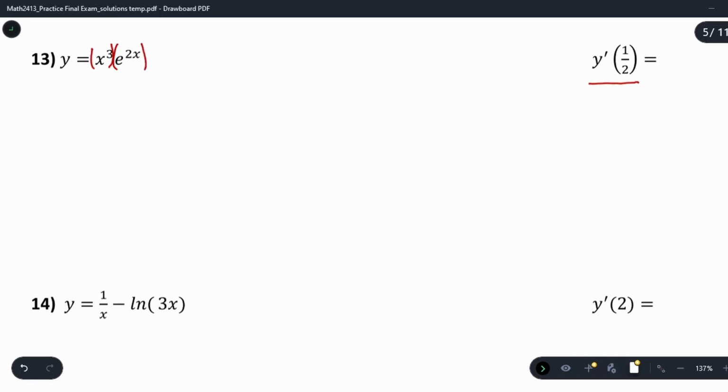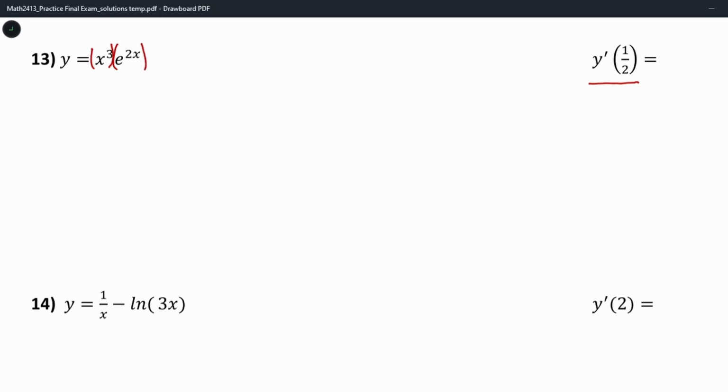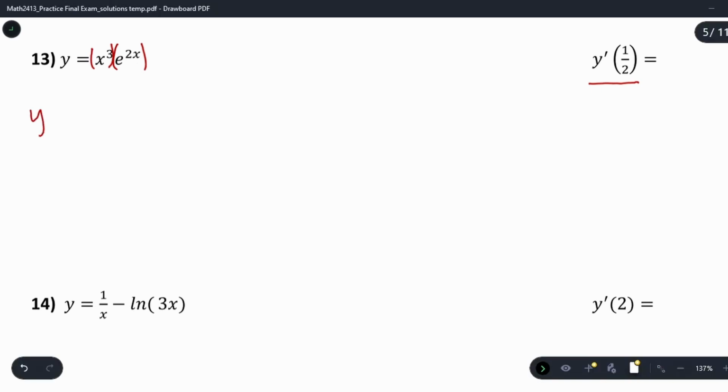multiple x's. We've got x cubed times e to the 2x. That's going to require the product rule. So we're going to take the derivative of the first times the second plus the first times the derivative of the second.